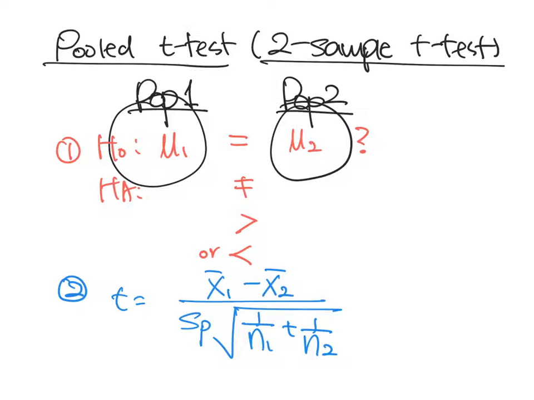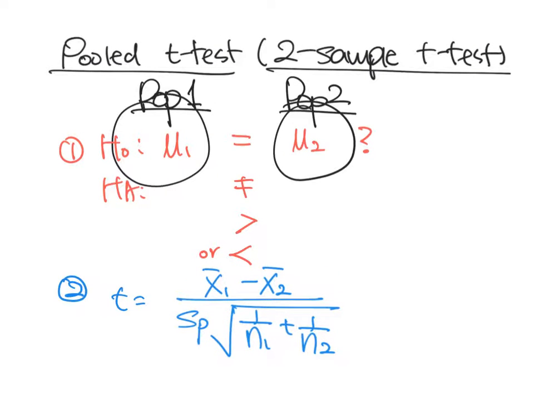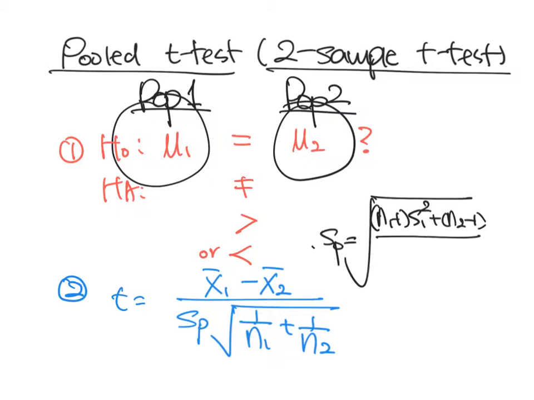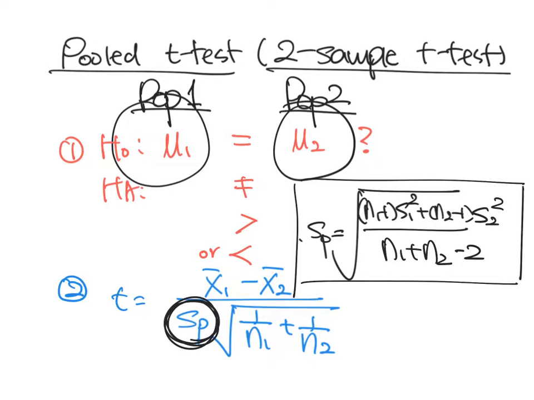And the SP, let me write here. SP, that is the square root of n1 minus 1 times s1 square plus n2 minus 1 times s2 square, over n1 plus n2 minus 2. So it was the pooled sample standard deviation.